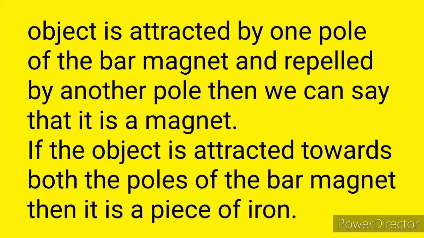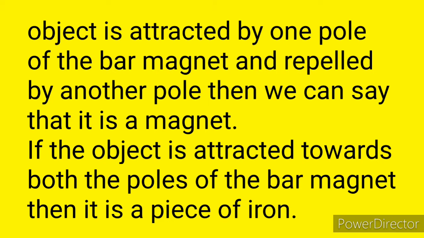If the object is attracted by one pole of the bar magnet and repelled by another pole, then we can say that it is a magnet. If the object is attracted towards both the poles of the bar magnet, then it is a piece of iron. Already we know that iron is attracted by the magnet. Both poles, to both poles it gets attracted.